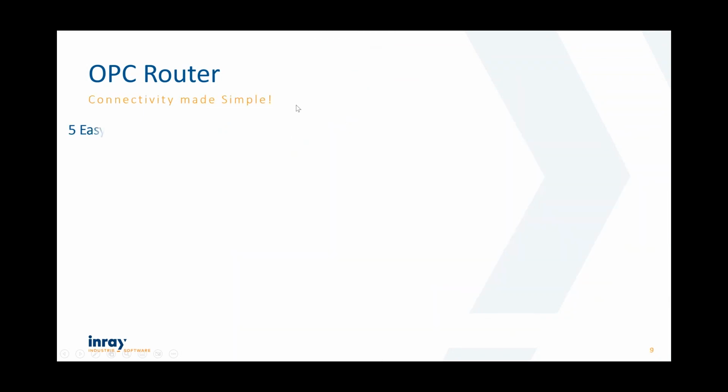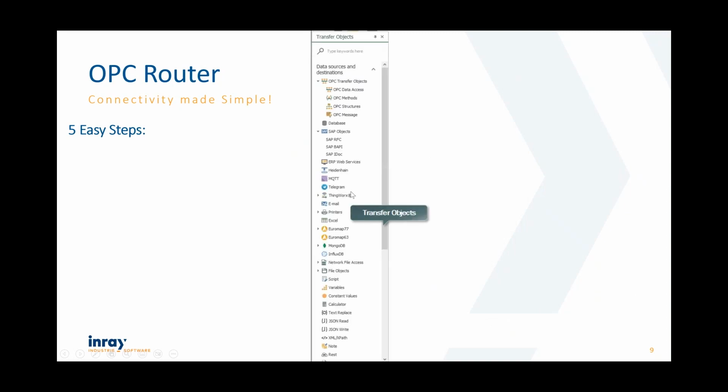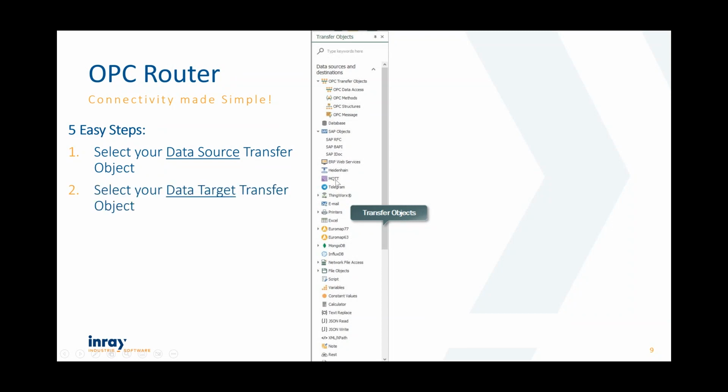And in the end, it's really 5 easy steps you need to do to create a simple connection. So the first thing is you choose your data source transfer object. Let's say an OPC client to connect with an OPC server. Then you choose your data target transfer object. You drag and drop them. You will see that in the live demo. A data target could be a database, could be SAP, could be a printer, could be anything.